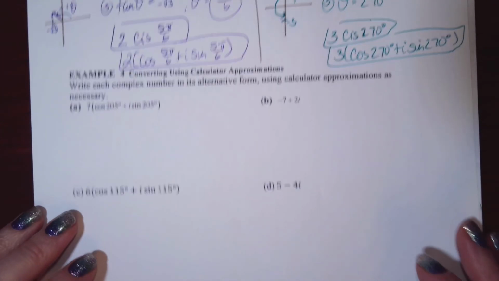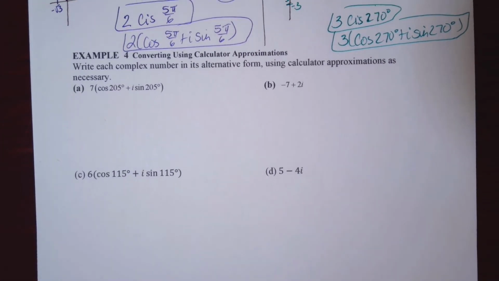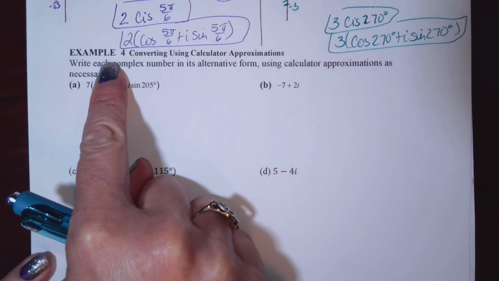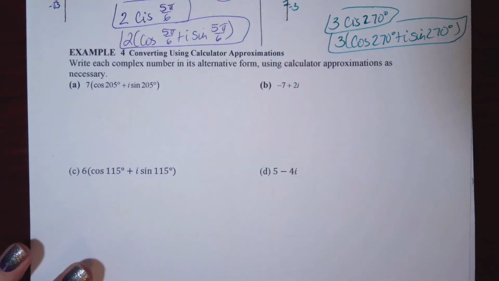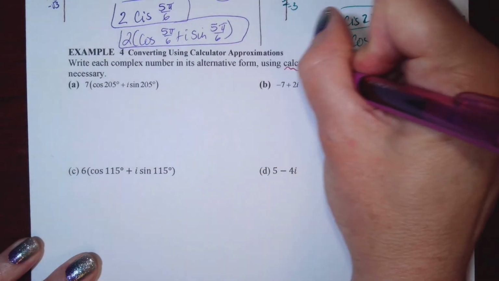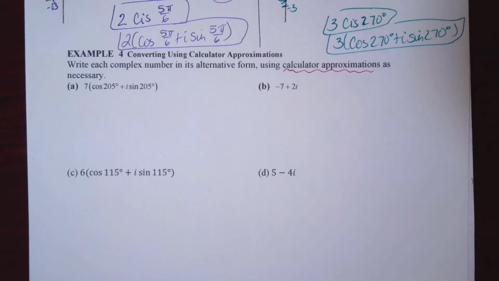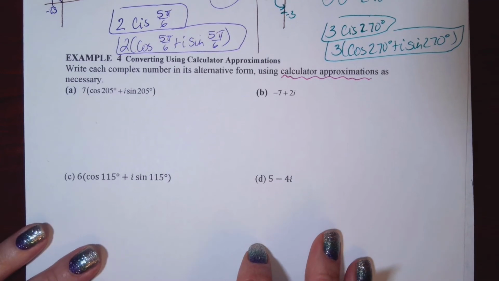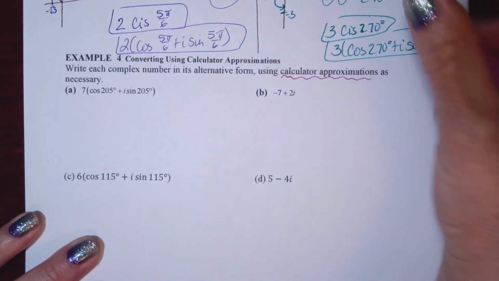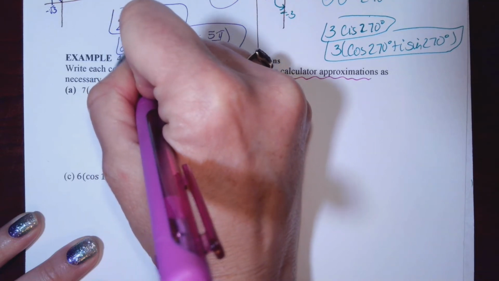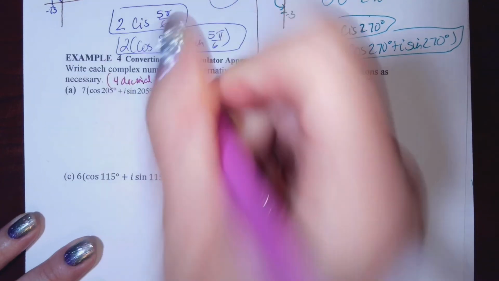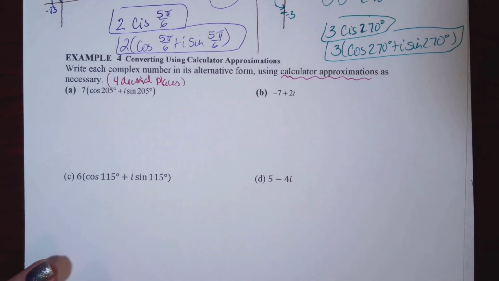Now, notice that in this next and last set of examples, we're told that we are going to use calculator approximations. Whenever we are told that, we make the assumption that we are not dealing with special angles. We're not dealing with our unit circle, so we're going to have to do calculator approximations. We're going to round to 4 decimal places. I forgot to put that in the instructions. We're going to round to 4 decimal places for our calculator approximations.